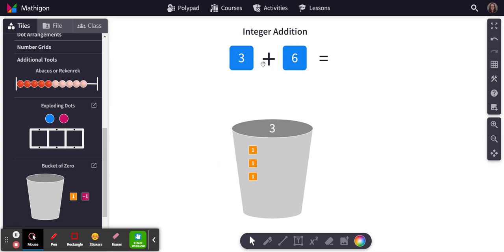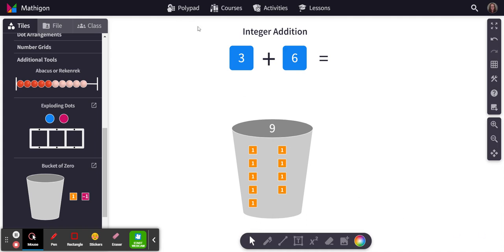So we're starting with 3, and we're going to add 6. So we're going to put more into our bucket. When I just say 3 or 6, I mean positive 3 or positive 6. It's presumed that if I don't say negative, I'm talking about positive numbers. So I'm going to add in 1, 2, 3, 4, 5, 6. And our bucket now tells us that we have 9, which is what we would expect because 3 plus 6 equals 9. So that makes sense.